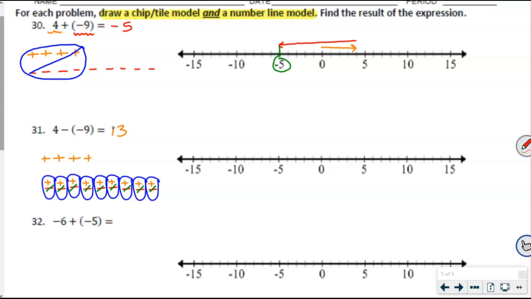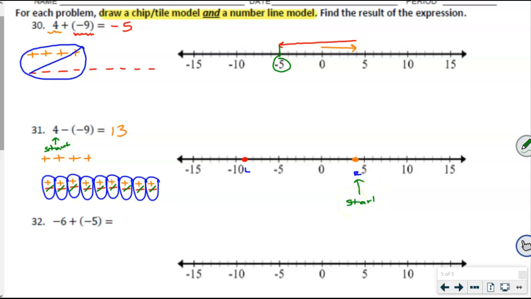We also model subtraction differently on our number lines too. I'm starting with 4, so I need to put a dot on 4. And I'm taking away, I'm finding the difference or the distance between that one and -9. Where's -9? All the way down here. And here is the left number and here is the right number. Where am I starting? On the right, starting on the right at 4.